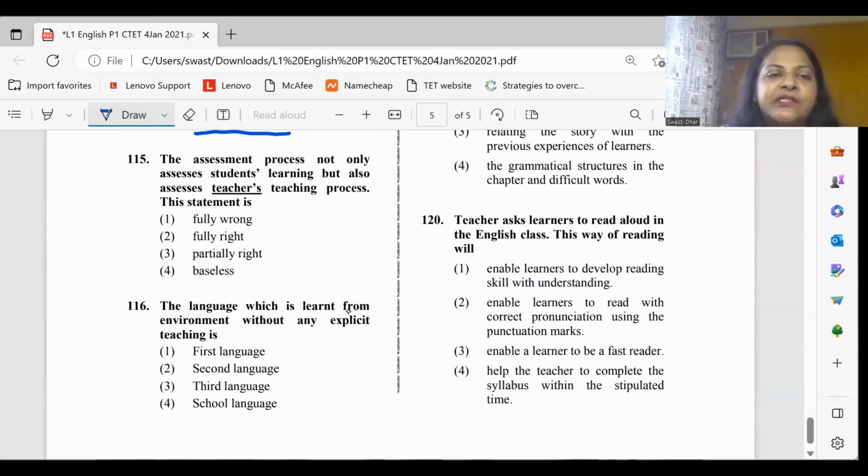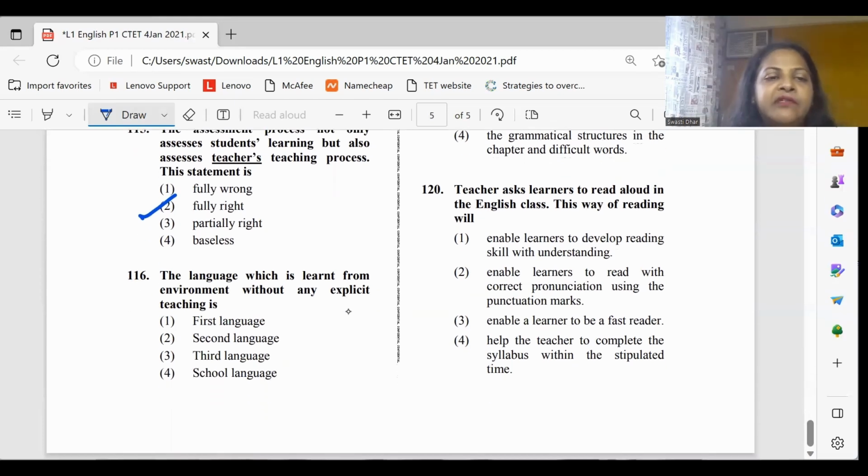115, the assessment process not only assesses students' learning, but also assesses the teacher's teaching process. That is correct. When we assess, an ideal assessment process should assess both. The language which is learned from the environment without any explicit teaching is our first language, home language, our mother tongue.